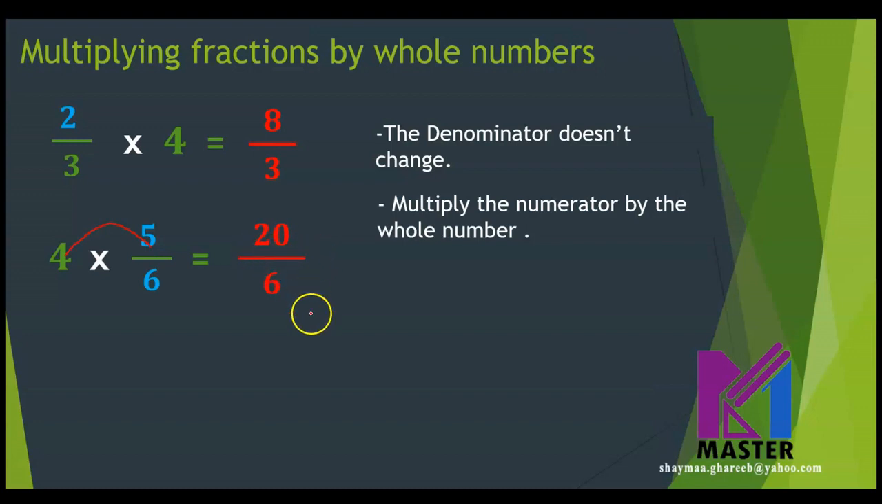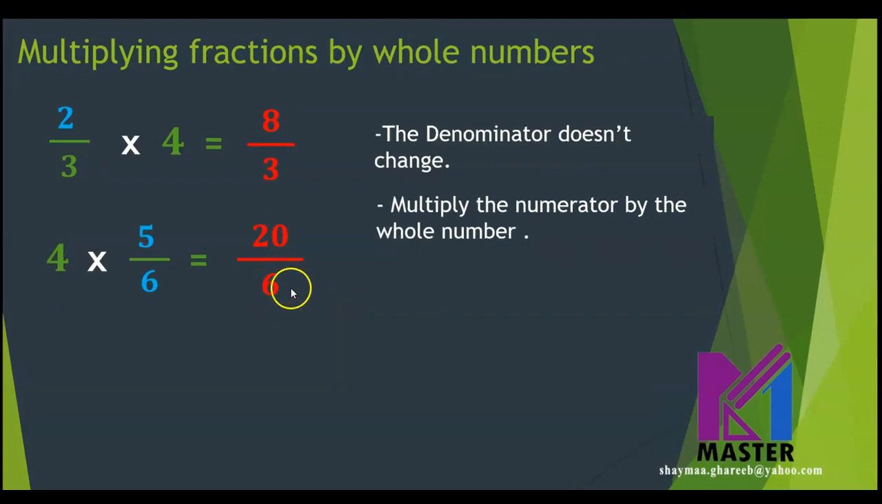For example, this 20 over 6, how many 6s are there in the 20? 3 6s, which is 18, and the remainder 2. So I can write the answer as a mixed number, 3 and 2 over 6. I can also write this mixed number in the simplest form. I'm going to simplify the 2 over 6, so it will be 3 and 1/3. Is it clear? Now let's see the next example.